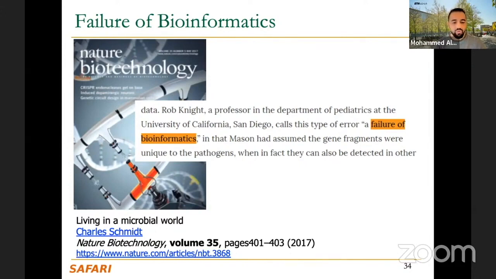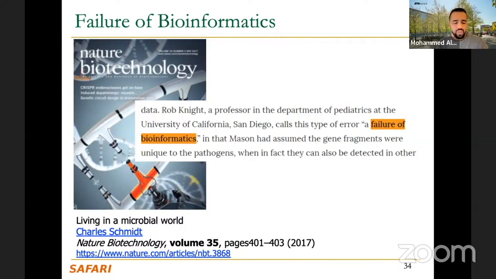So that's what we call false positive. And then people start saying this is a failure of bioinformatics. We really don't want an algorithm to do the analysis for us. We want the traditional lab method to do the analysis. However, I don't think this is a failure of bioinformatics. It's just a failure of the tool that was used for the analysis.